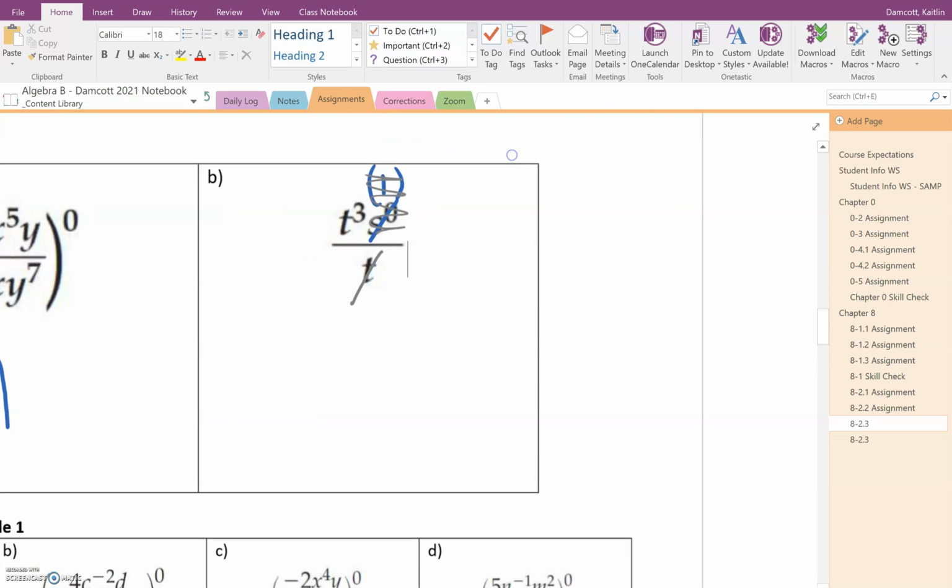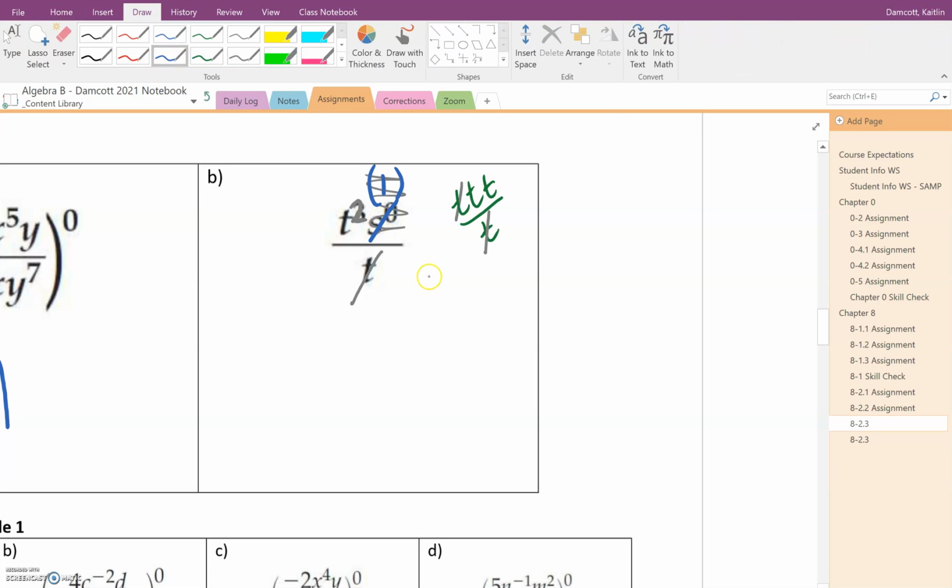I'm going to get rid of that because that was just my thinking. So this is going to be a t squared because we had the t on the bottom and the t on the top cancel. 3 minus 1 is going to give us 2. So what this comes out to be, our answer, oh, that reappeared. That's strange too. We just have the t squared. There's our answer, t squared.